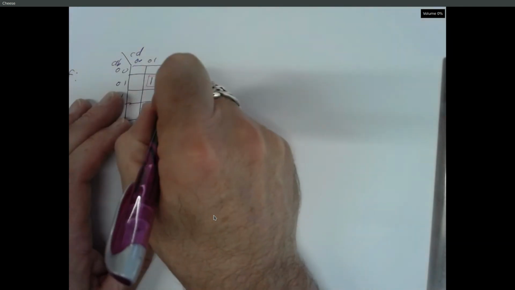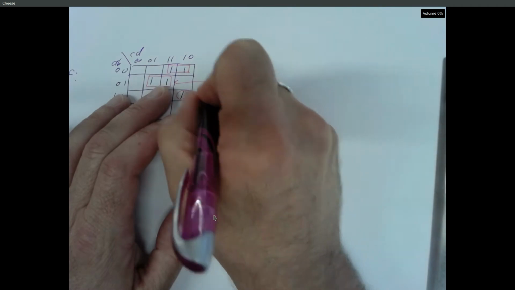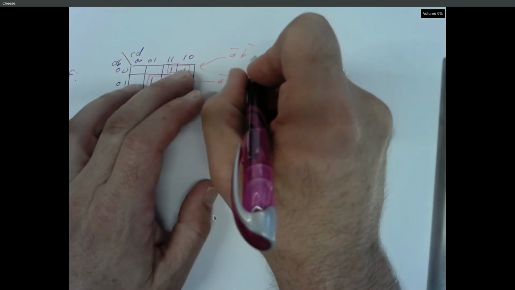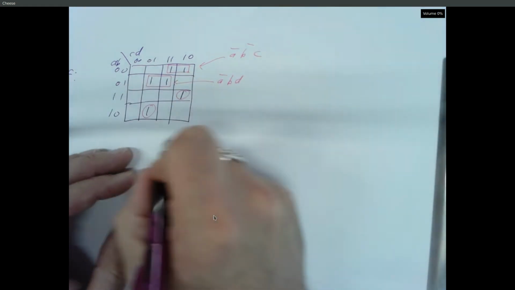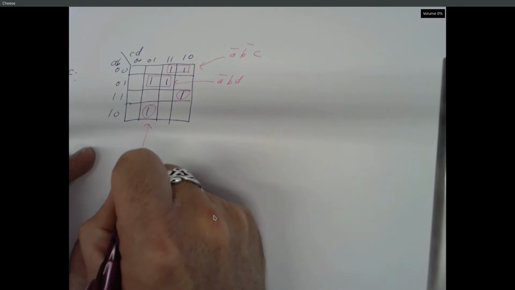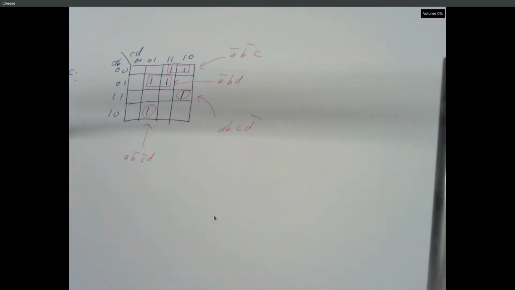So this box right here is A bar, B, D. This box is A bar, B bar, C. And then these are just full min terms, so A, B bar, C bar, D, and A, B, C, D bar. And you OR those together, there's your expression for F.